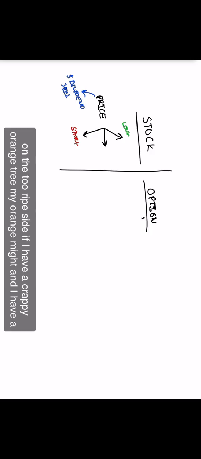If I have a crappy orange tree, I have a crummy orange, and the orange has been hurt, affected by insects, and that affects the derivative. So the quality of this stock, they're always going to be linked together. They're always going to be chained and linked together. How this thing is, it's going to affect this thing.